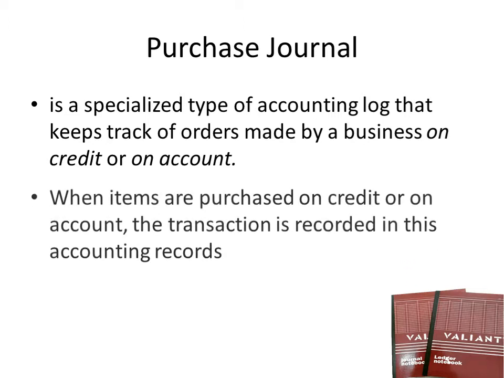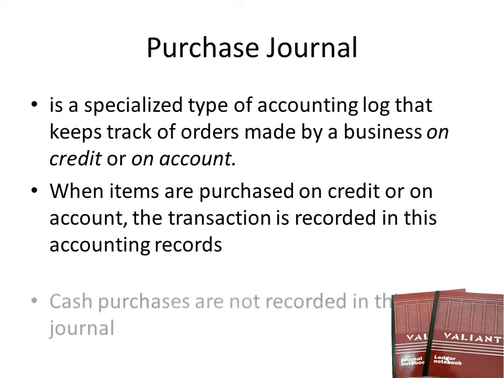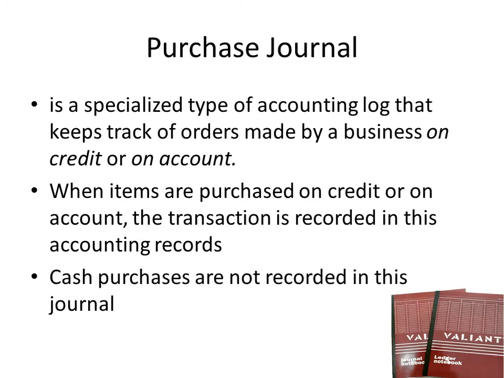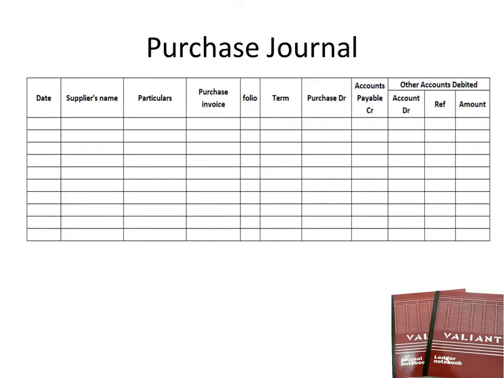Okay? So, when items are purchased on credit or on account, the transaction is recorded in this book. And take note, no cash purchases are recorded in this journal because it is recorded in our cash disbursement journal. Right? So, purchase journal normally looks like this. So, we have the date. The date is where we record the date of the transactions or normally the invoice date.